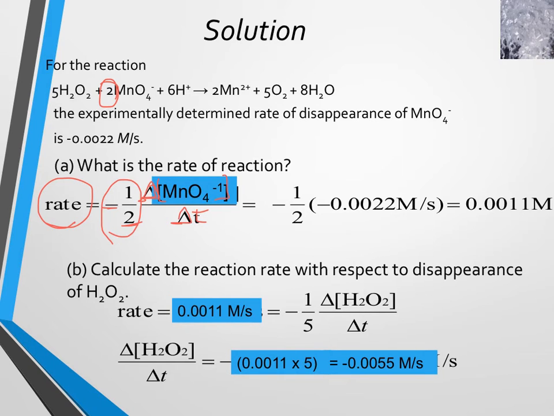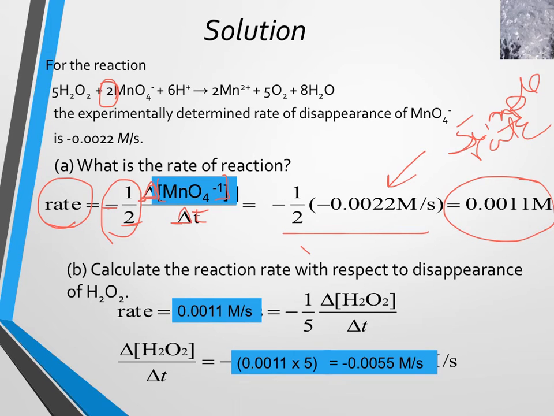So if you just actually plug in the numbers, and they told you that the rate with respect to permanganate is minus 0.002. So if you just do that simple calculation, the simple rate, not with respect to any reactant or product, is here. There should be molarity per second there. My units are off.